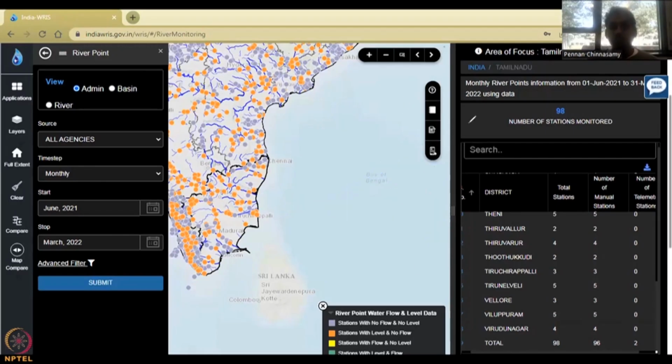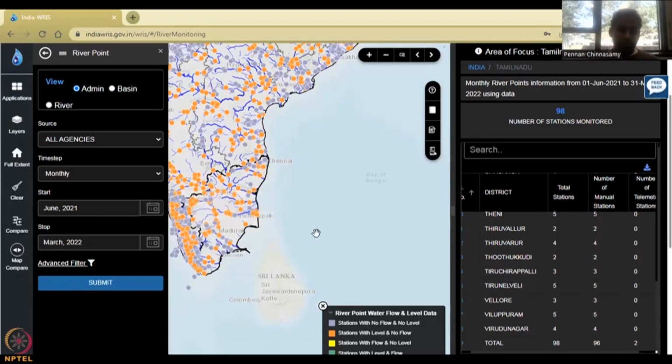What happens here is we have stations with level and no flow, which means the flow monitoring sensor data is not given in the river. And then you have stations with flow and no level, so the opposite. Let me just move this out so that you can see it. Stations with level and flow, both of them, are blue in color.